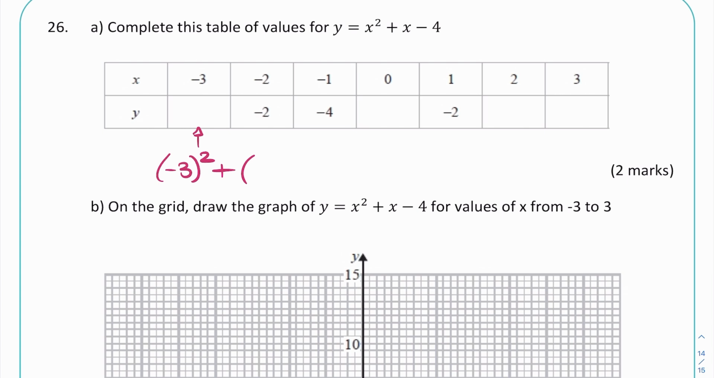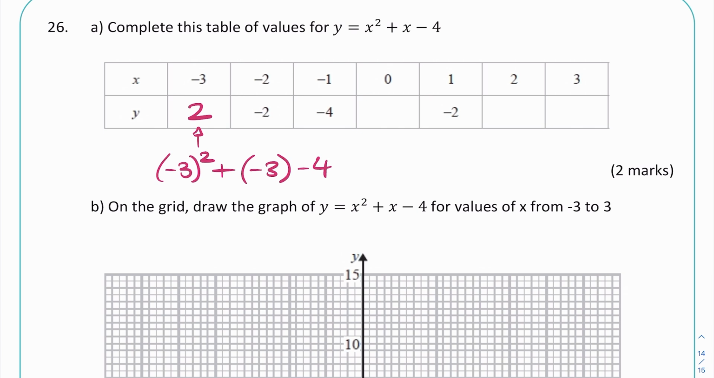So I'm going to then add negative 3. I'm just going to always put the number in a bracket and then take away 4. So if I type that exactly as I've written it on the paper into my calculator, so add brackets negative 3, take away 4. That comes out as 2. So I'll just write that into my table.